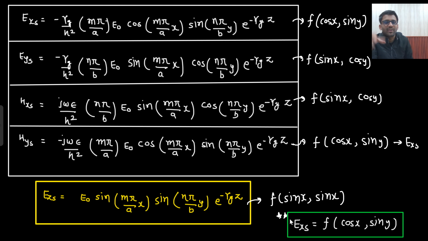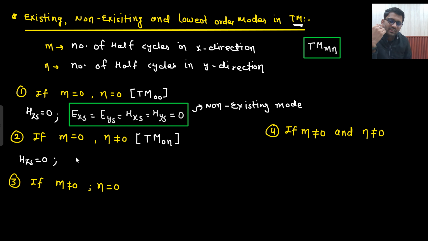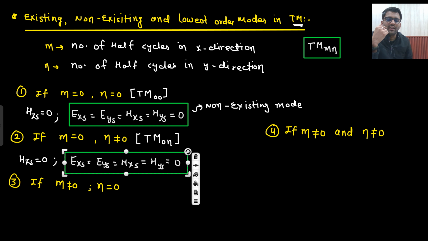I am just putting the value of M and N here. N is some finite value, so I cannot comment about N. But if I put M equals to 0, this is going towards 0, this is going towards 0, and all of these are going towards 0. So all these are 0: EXS, EYS, HXS and HYS. All these are again coming towards 0. So again it is a non-existing mode.